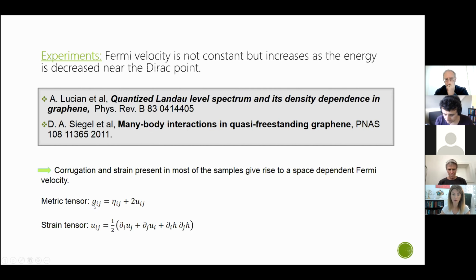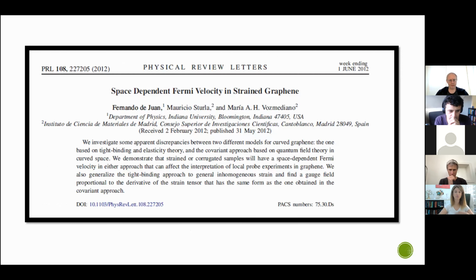In here, the metric tensor is given in terms of the Minkowskian metric tensor, and there is a strain tensor which is shown by u, and you can see these u_ij in here and h. u_ij is the in-plane and h is the out-of-plane displacement. You can find all the related details in this work done by Vozmediano et al.